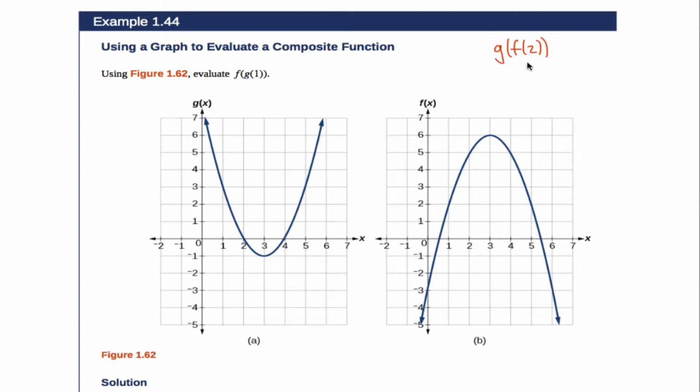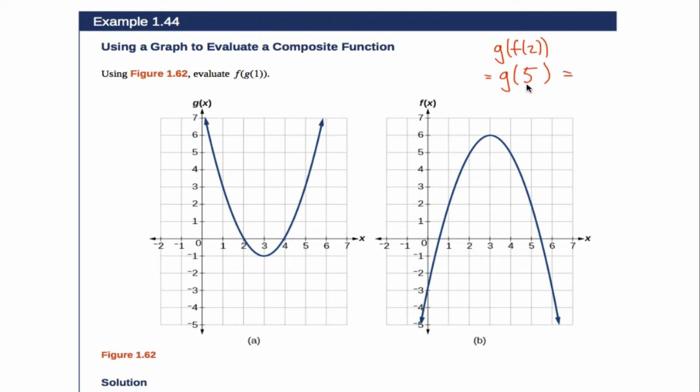The way you do this is just like you've been evaluating any composite function. You work from the inside out. So the first thing to do is figure out what is f of 2. Well, I've got a graph of f of x, so I can figure out f of 2. That's just asking what is the height of this function when its x coordinate equals 2. Here's where the x coordinate equals 2. It looks like the height is 5. So f of 2 equals 5. So instead of writing f of 2 right here, I can just write 5.